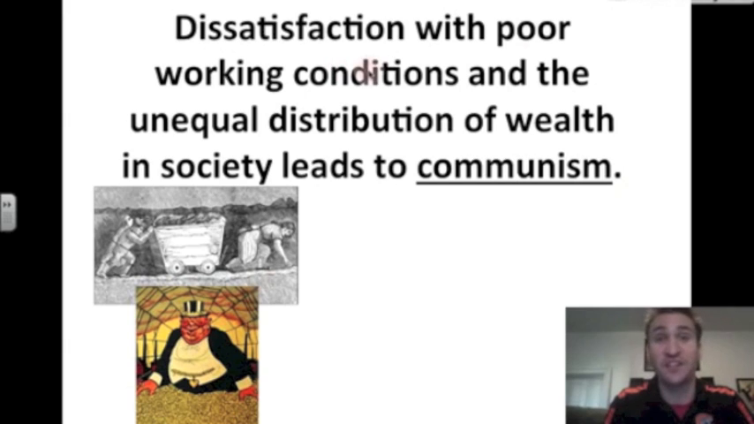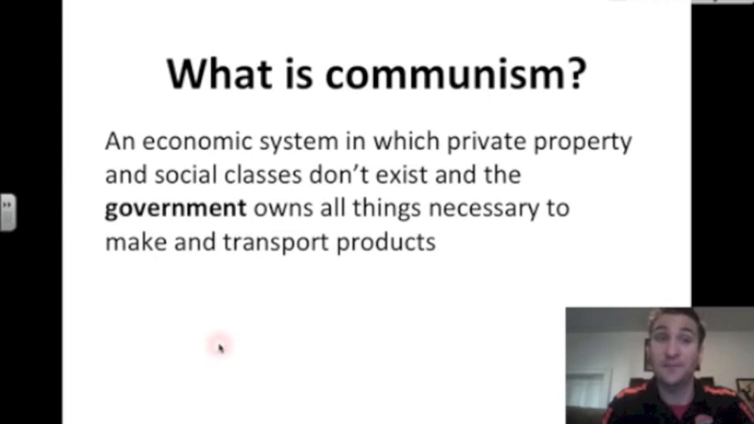Dissatisfaction with poor working conditions and the unequal distribution of wealth in society leads to this idea of communism. The workers in the Industrial Revolution are not happy. They work long hours for little pay. Meanwhile, the mining CEO makes all of the money and sets all of the rules. That is unfair. So communism develops. What is communism? It's an economic system in which private property and social classes don't exist, and the government owns all things necessary to make and transport products.